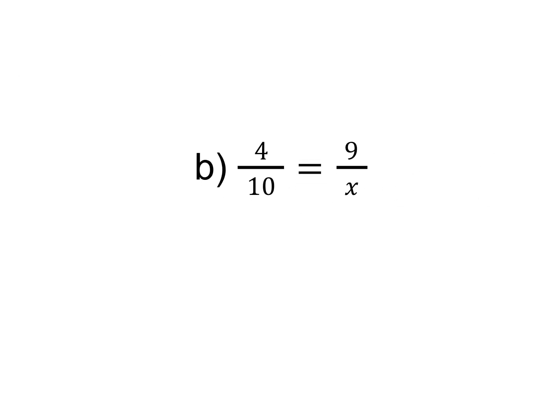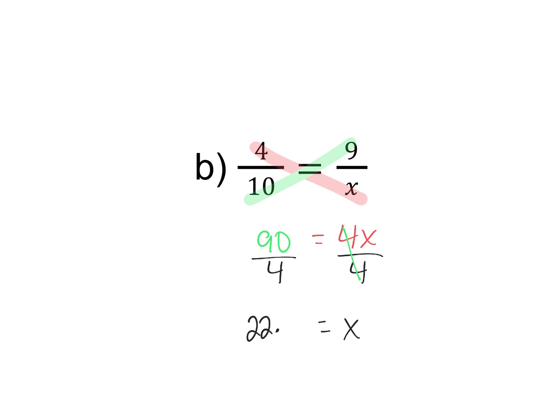All right, let's do another one. So let's do the 4 times x, excuse me. That would give you 4x. And then 9 times 10 would give you 90. Uh-oh, looks like this one's gonna give us a decimal, but that's okay. So divide by 4. And those would cancel. And so x would be 22.5, I believe. You stick that on your calculator.